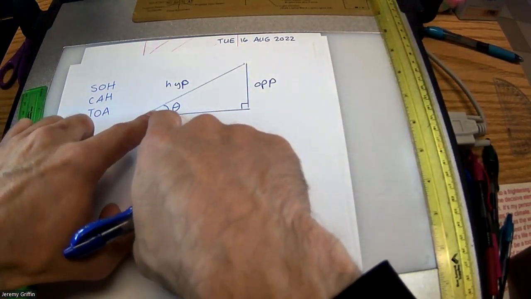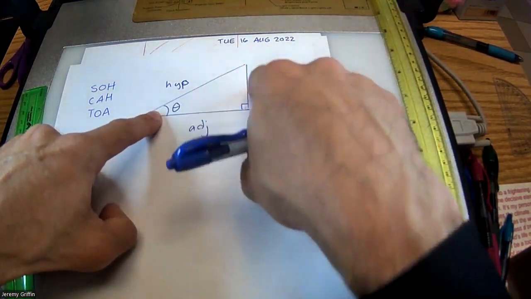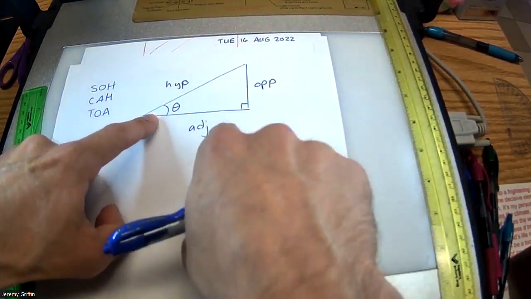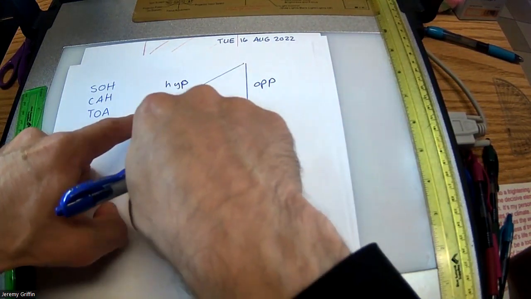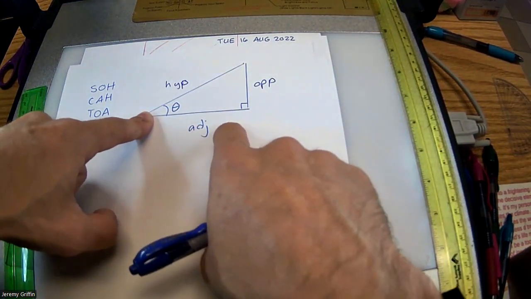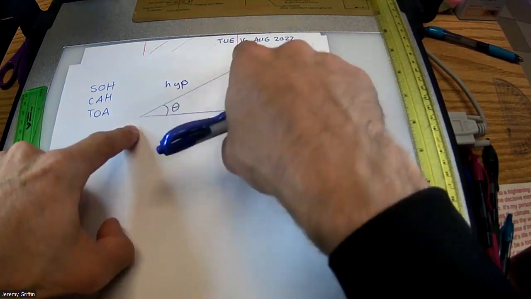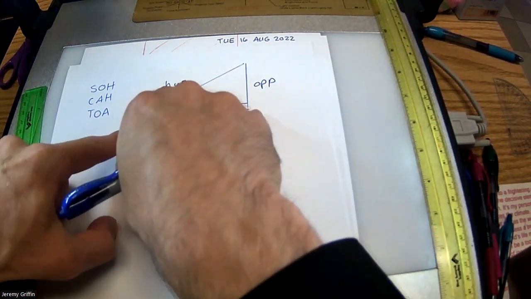So once I have my defined angle, one of the legs is opposite, it's not touching the angle at all, and the other leg is touching the angle. So that's why it's adjacent, right? Like a next door neighbor. And we've got the hypotenuse, which is, of course, the longest side, opposite of the 90 degree guy.